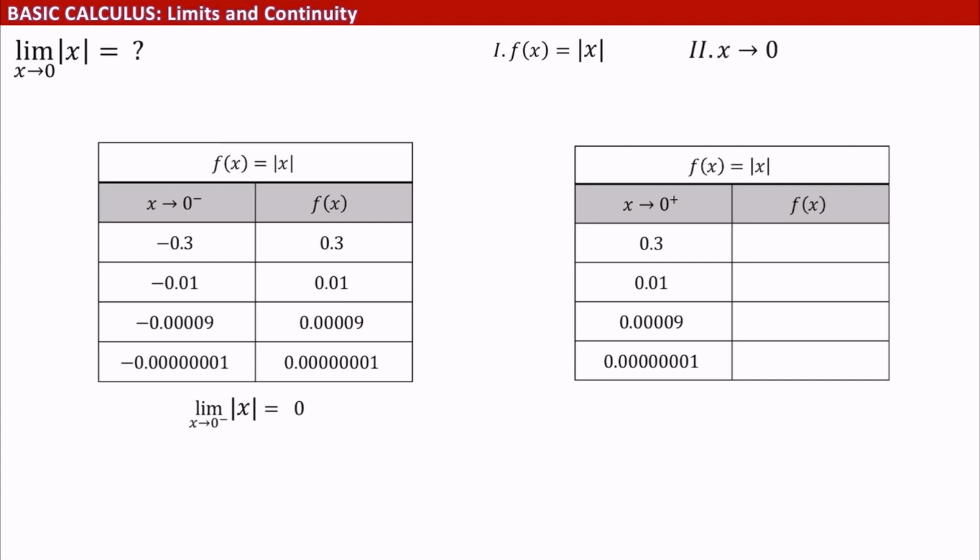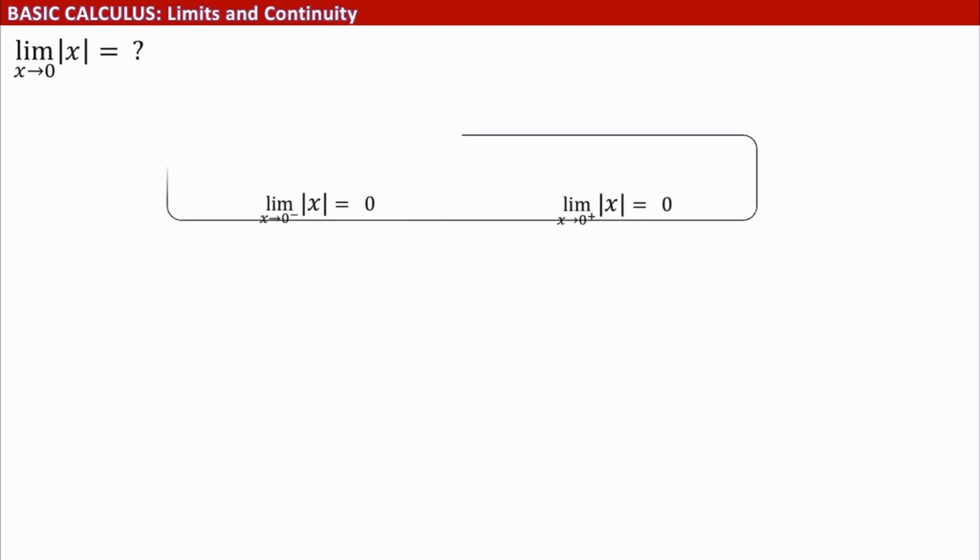Let's have the f of x column. Substituting 0.3 to our function, I have 0.3. Substituting the second value, I have this. Substituting the third and the last values, I have the following values for f of x. Now let's investigate. Saang value lumalapit ang ating f of x as our x approaches 0 from the right? Obviously, our f of x approaches 0. That means that the limit of the absolute value of x as x approaches 0 from the right is equal to 0. Now these two are our one-sided limits.